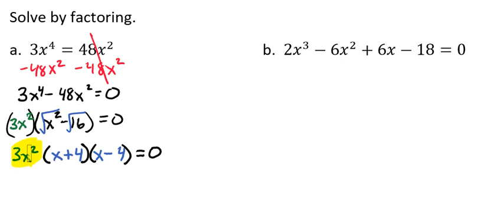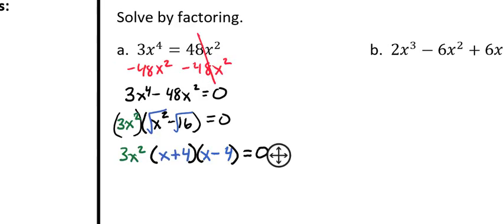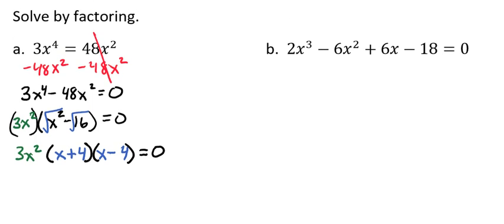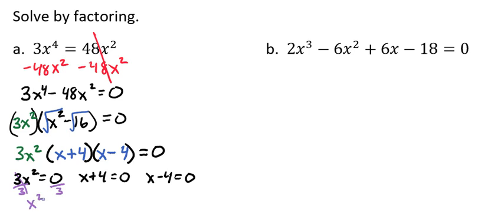And now we see that the 3x squared is simplified, that the x plus 4 is simplified, and that the x minus 4 is simplified. And now we can do the zero product property, which puts our 3x squared equal to 0, our x plus 4 equal to 0, and our x minus 4 equal to 0. So here we'll divide both sides by 3, get x squared equals 0. Then we'll take that square root and get x equals 0. Here we'll have x equals negative 4 and x equals positive 4.